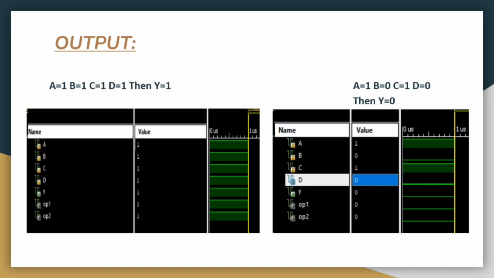When you look into the output, you will see that when A is equal to 1, B is equal to 1, C is equal to 1, and D is equal to 1, then the output will be 1. The same is represented here as well. And when A is equal to 1, B is equal to 0, C is equal to 1, and D is equal to 0, then Y will be 0 as well. The same is represented in this diagram as well.